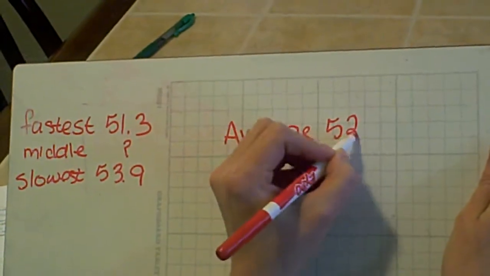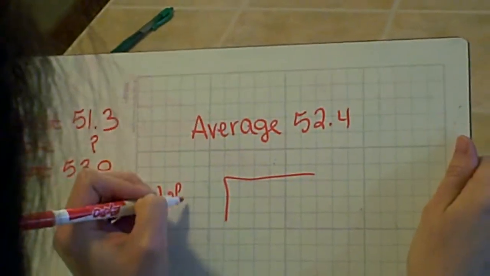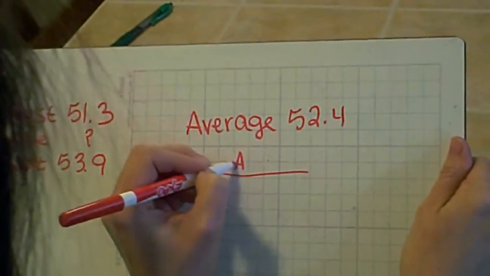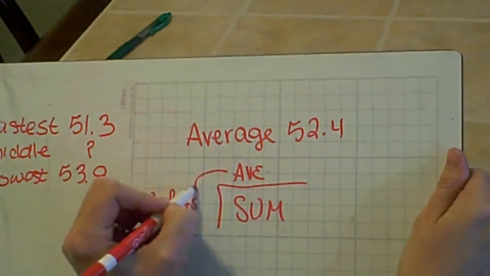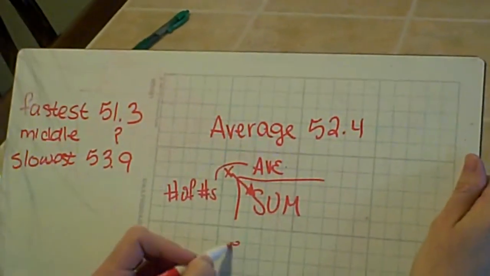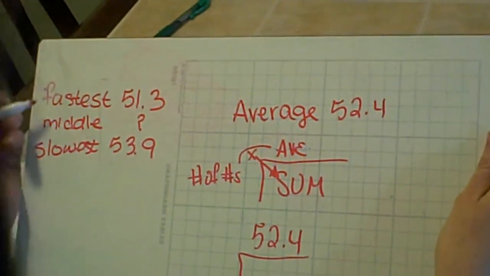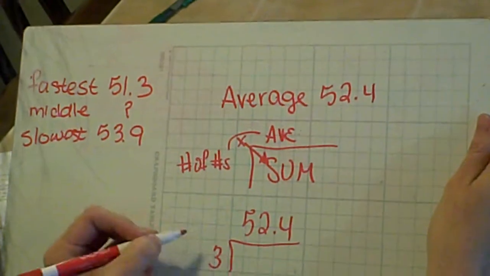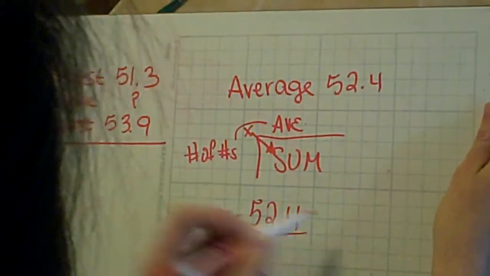So we have 52.4. This is that thing that I've showed you guys where we have number of numbers out here, and then averages on top. Inside is your sum of all of the numbers, and remember you always multiply these two to get this one. We know the average is 52.4. We know the number of numbers is 3, because fastest, middle, slowest. So to find the sum of all 3 of these, we can multiply these two to find out.